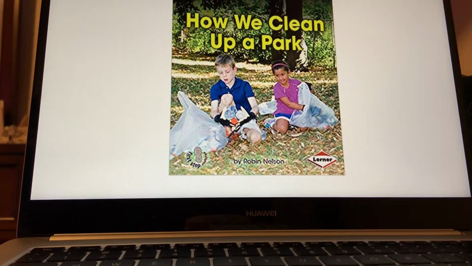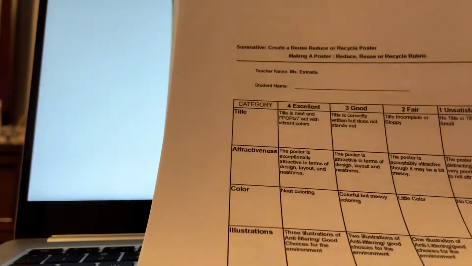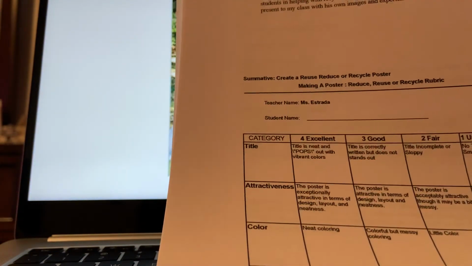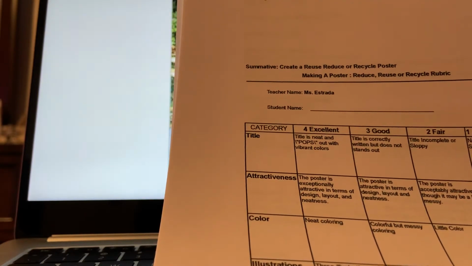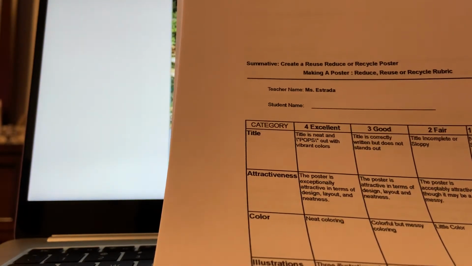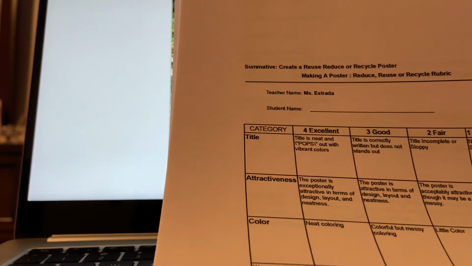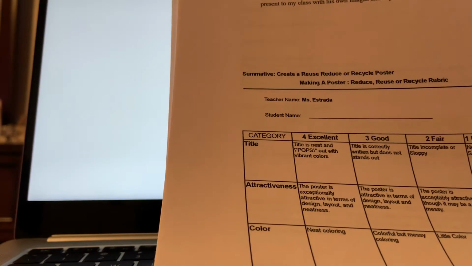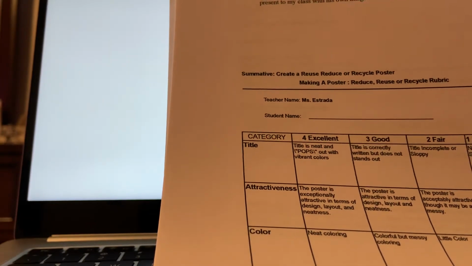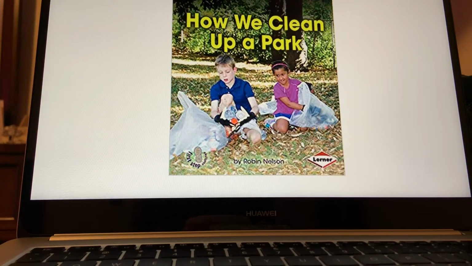I would go through each of them, which would display different levels. So excellent means that it's neat, the title pops. The poster is exceptionally attractive design and layout. Of course, these are first graders, but you can tell when a kid somewhat takes his time and when they don't. So that would be the little rubric that I would give them.